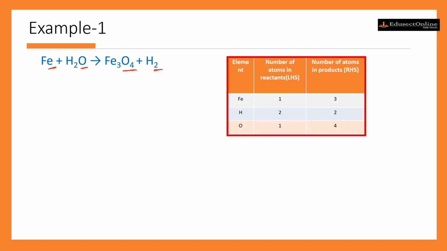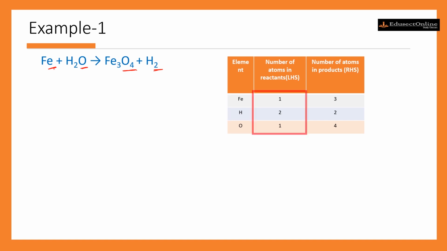I have drawn three columns here: element, number of atoms in the reactants, and number of atoms in the products. Our elements in this equation are Fe, iron, then hydrogen H and oxygen O. I have written here Fe, H and O. Let's count the number of atoms on both sides. On the reactant side, Fe is 1, hydrogen is 2 and oxygen is again 1. I have written 1, 2 and 1 for the respective elements. On the product side, Fe is 3, oxygen is 4 and hydrogen is 2. I have written 3, 2 and 4 for the respective elements.